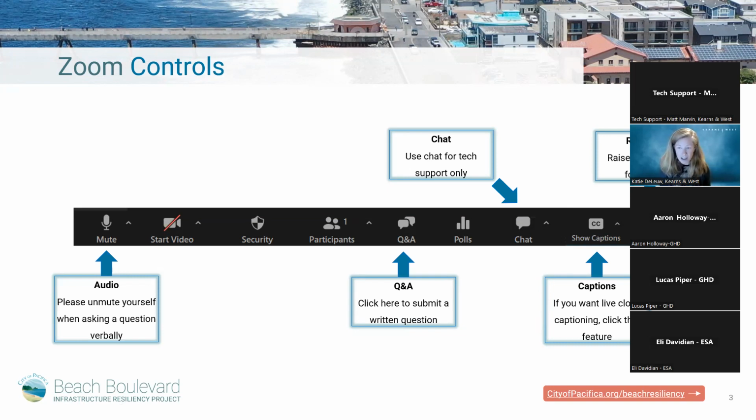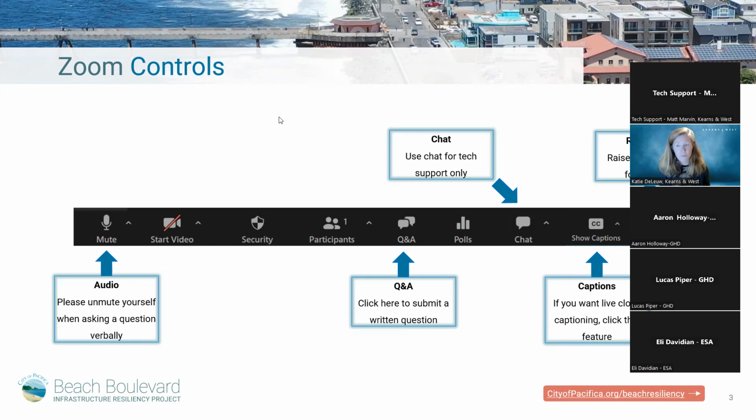You'll see the chat on your screen, and we ask that you use the chat only for technical support questions. If you have a Zoom related issue, you can get help from our tech support team through the chat, but we ask you to please keep the chat for tech support and go to the Q&A if you have presentation or project related questions. And then finally, you'll see the show captions button on the Zoom menu.